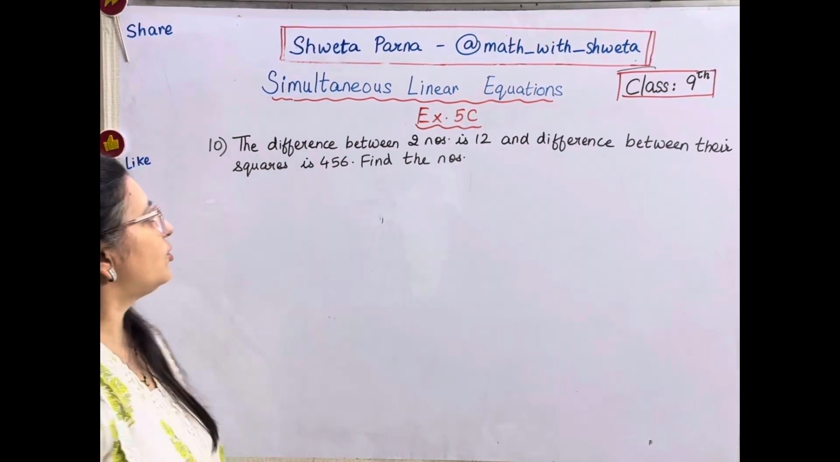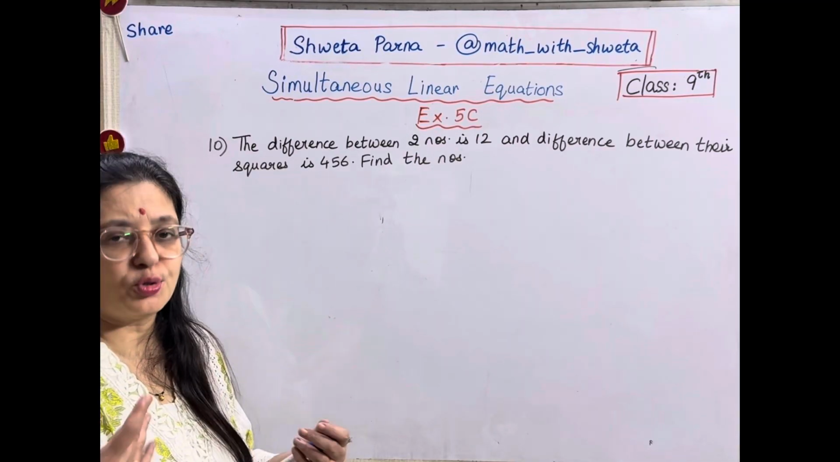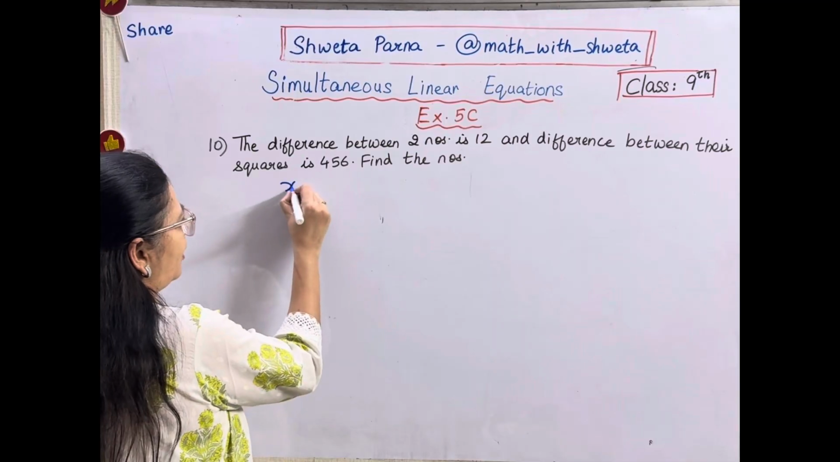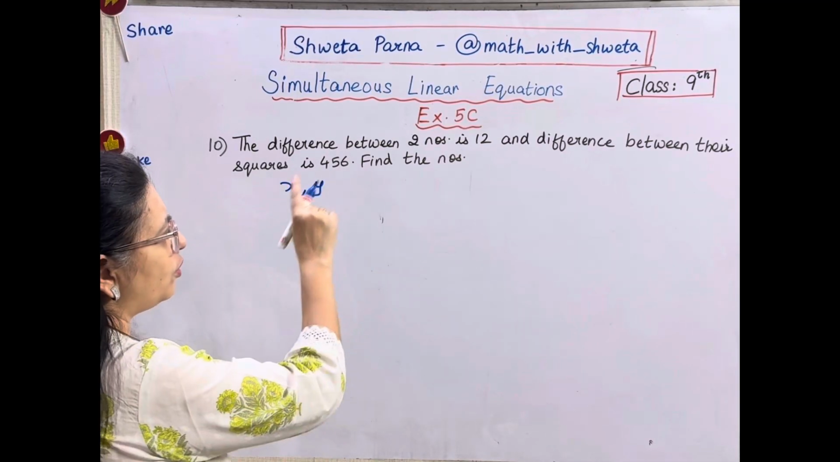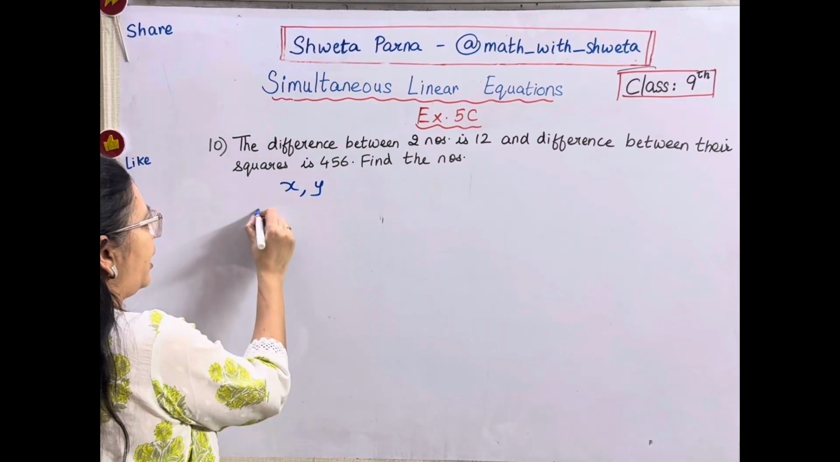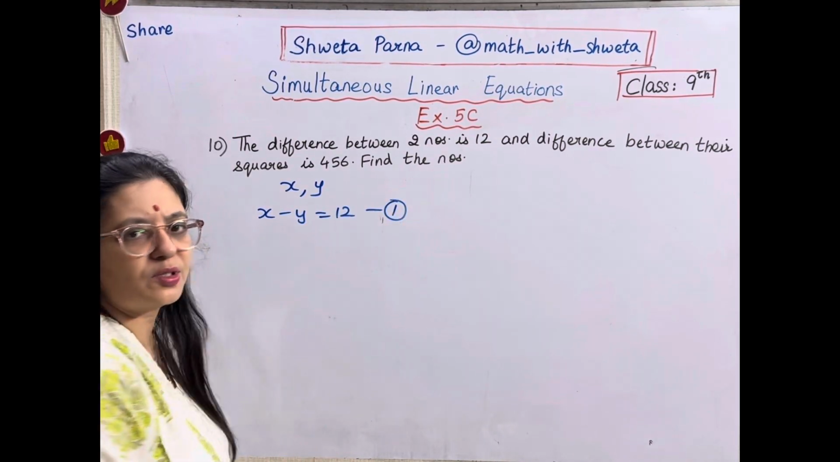Okay. Let's go to question number 10. The difference between two numbers is 12. So let the numbers be x and y. I'll assume it x and y. So difference between two numbers is 12. So let the bigger number be x. So x minus y is equal to 12. This becomes your first equation.